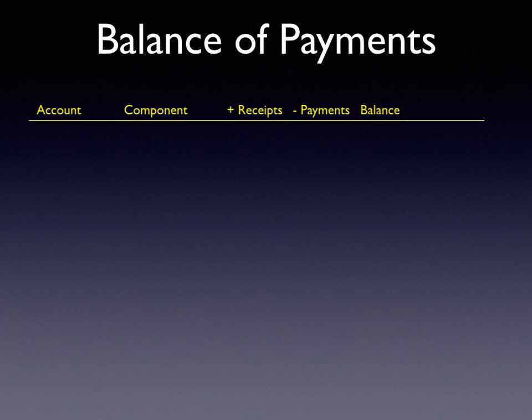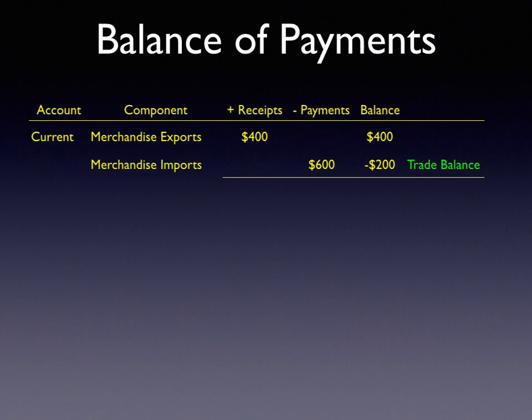So let's think about a balance of payments reconciliation. We begin with the first item, which would be the current account. The merchandise exports in a current account: your receipts or your credit would be 400. That shows that you've sold 400 worth of exports. You would also have imports. If you had imported $600, you would have made that payment or had that debit against your account. So the balance would be negative $200. You'd have a negative trade balance of 200.